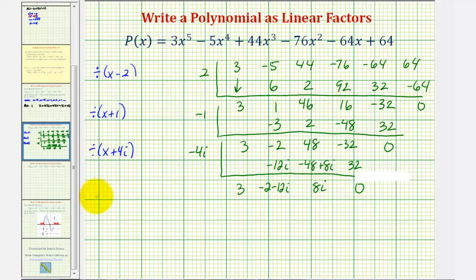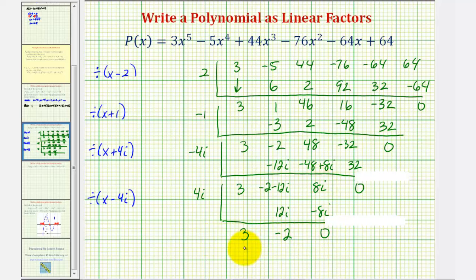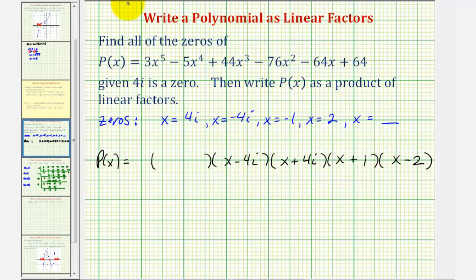And now for the last step, we're going to divide by x minus 4i. So we'll use 4i for our synthetic division. Bring down the 3. 4i times 3 is 12i. Notice how the i terms are opposites. That gives us negative 2. And 4i times negative 2 is negative 8i. Again, we have a remainder of 0. So this represents our last linear factor, which would be 3x minus 2.